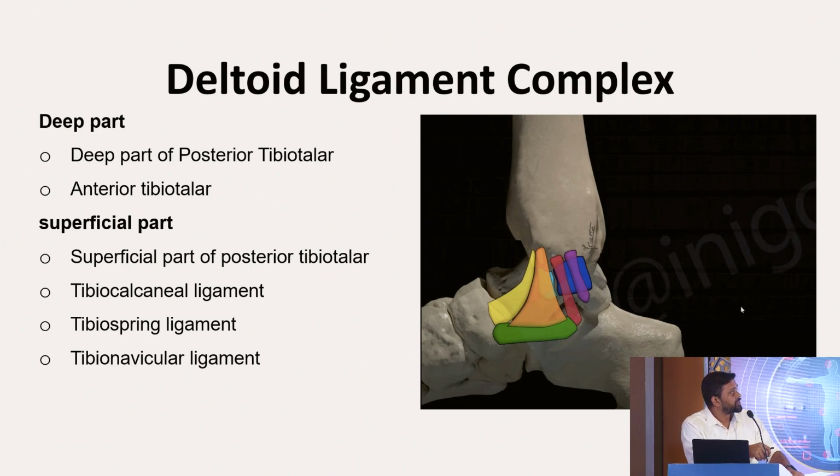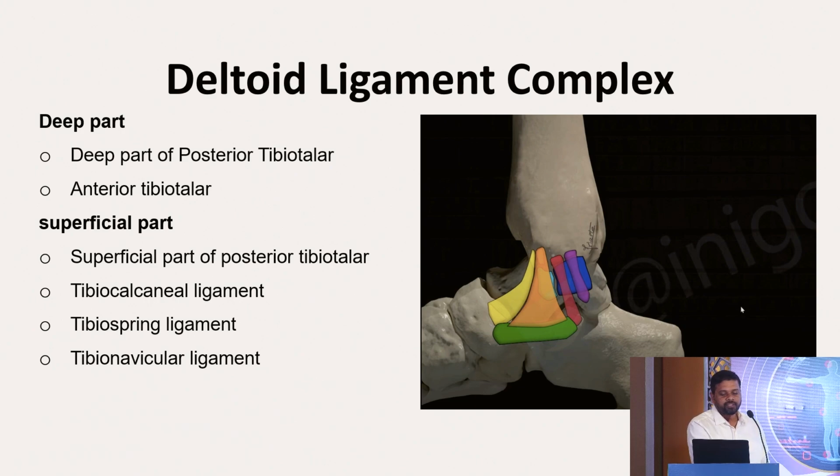Deltoid ligament complex. This is a very important ligament. Again, there is always a mesh of so many ligaments in the ankle joint. So for an easier section, this deltoid ligament has 6 parts: 2 in the deeper part and 4 in the superficial part. The deeper part, this blue one, is formed by the deep part of posterior tibiotalar and anterior tibiotalar.